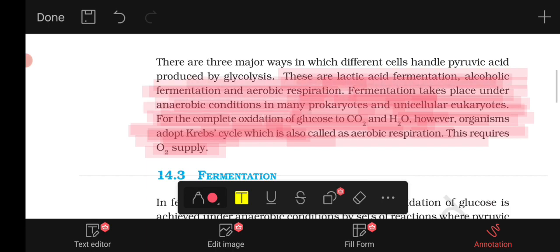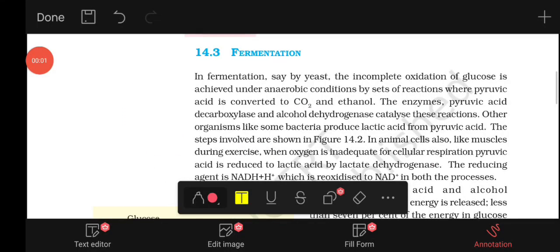So here it is also given that, apart from many prokaryotes, unicellular eukaryotes are also involved in fermentation. For example, yeast. Yeast is involved in alcohol fermentation. It produces ethanol. And what is yeast? Yeast is a unicellular eukaryote. So guys, now let's look at this fermentation part.